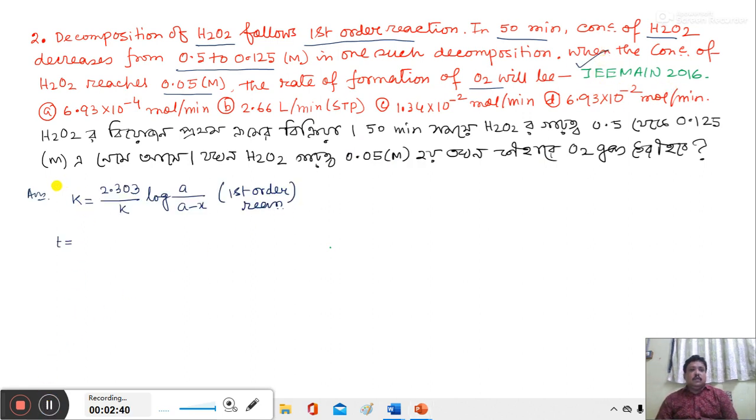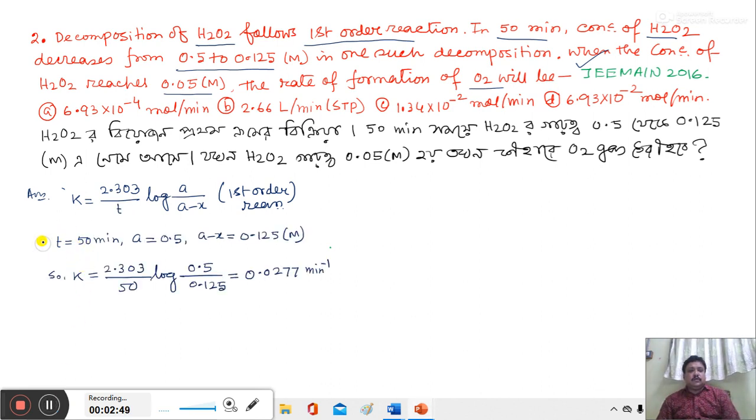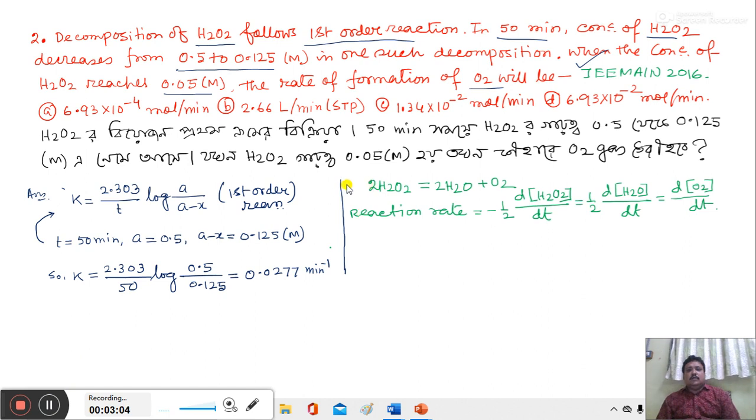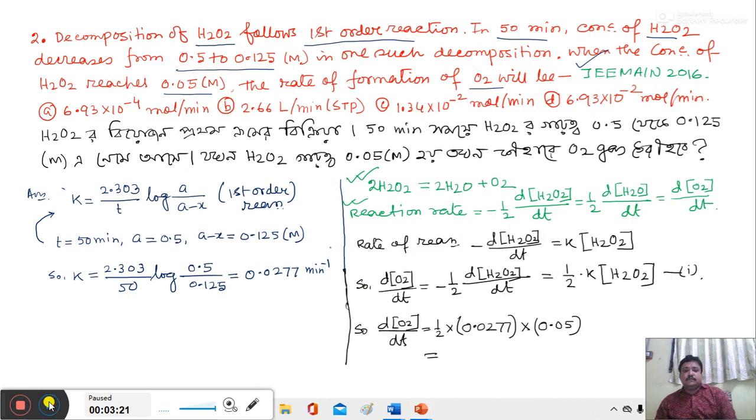Now we know for a first order reaction K is equal to 2.303 by t log of a by a minus x. Putting all these values in equation 1, t is 50 minutes, a is 0.5 and a minus x is 0.125 molar, then we get the value of K is 0.0277 minute inverse. Now, decomposition of H2O2 follows the following equation. 2H2O2 gives 2H2O plus O2 and the reaction rate is minus half d[H2O2]/dt is equal to half d[H2O]/dt is equal to d[O2]/dt.